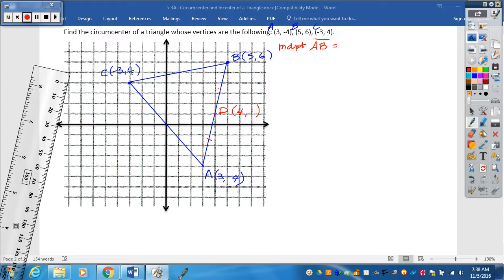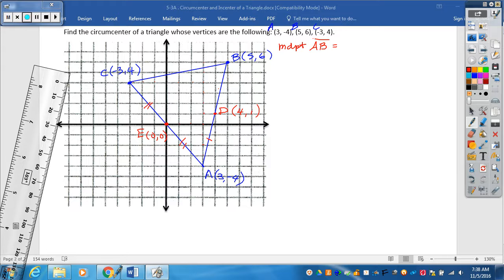If I do the same thing, let's say I'm going to find the midpoint of AC. Up 1, 2, 3, 4, 5, 6, 7, 8. 1, 2, 3, 4, 5, 6. So I'll go up 4 and over 3. That point right there is going to be my midpoint of that side, E, 0, 0.